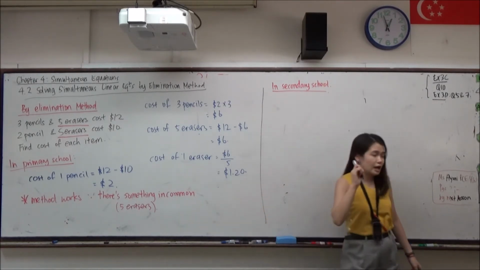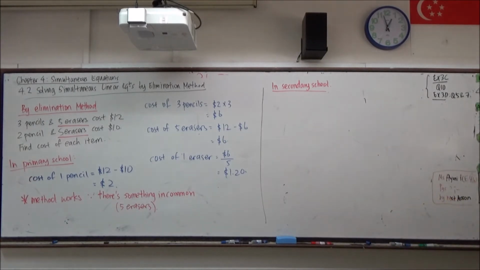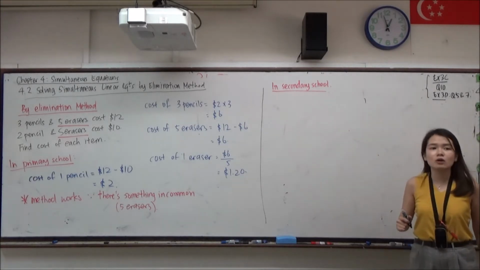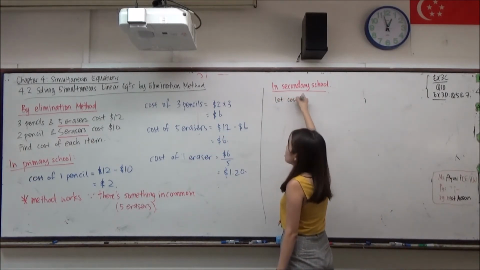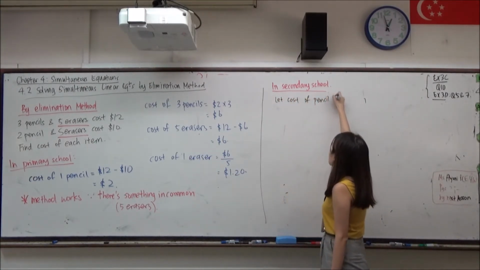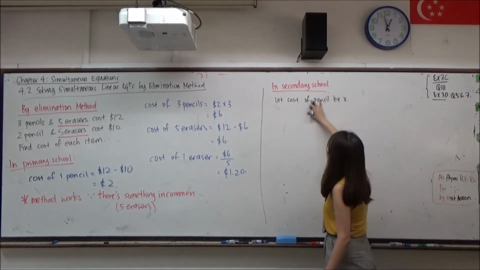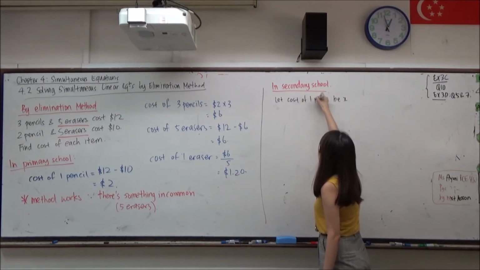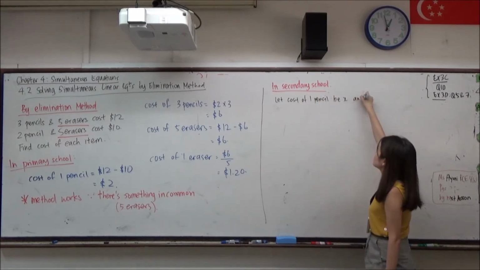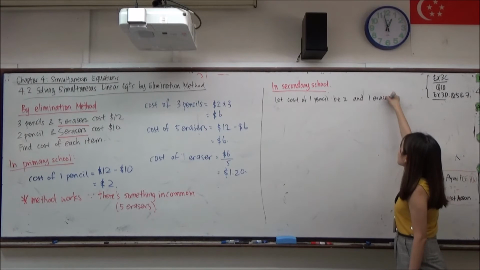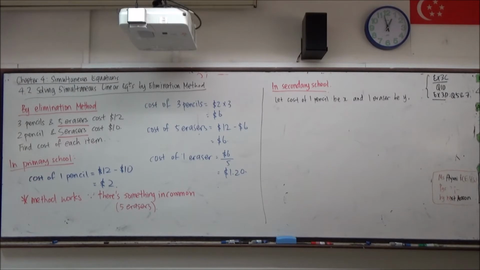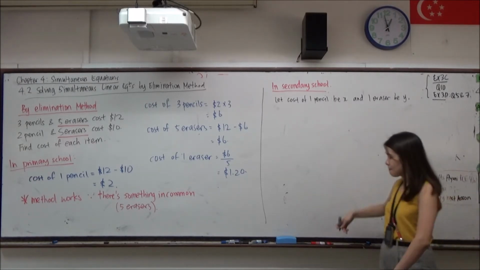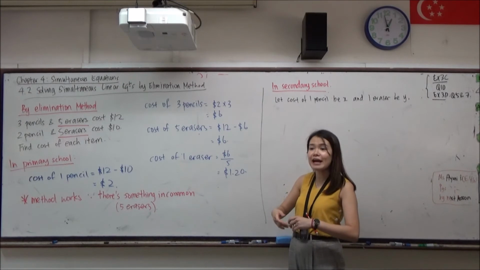I want you to listen up first before I start talking. I'll give you the time to copy later on. So in secondary school, how we're going to rephrase this context is that we will let the cost of 1 pencil be x, and 1 eraser be y. Usually in the exam itself, they will tell you what is x and y. You don't really have to do this. So we will define that.